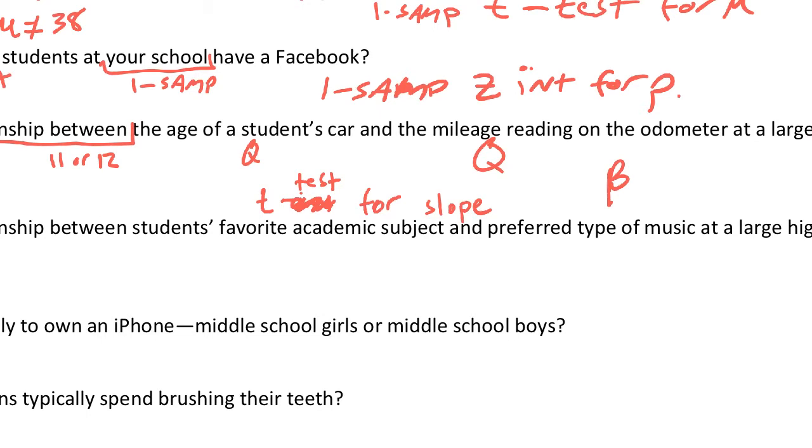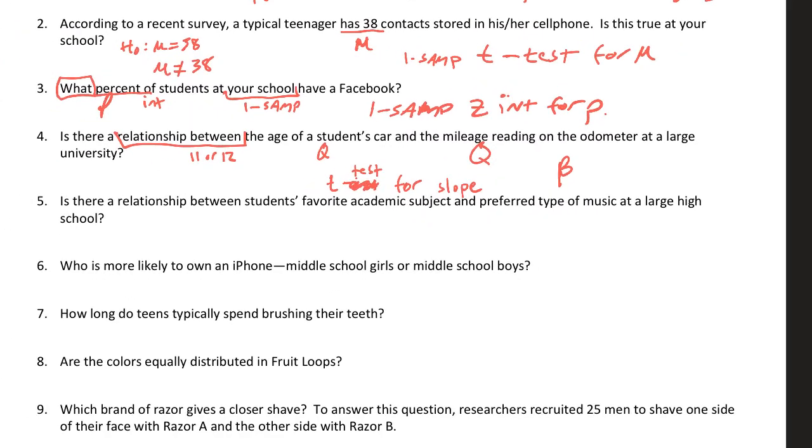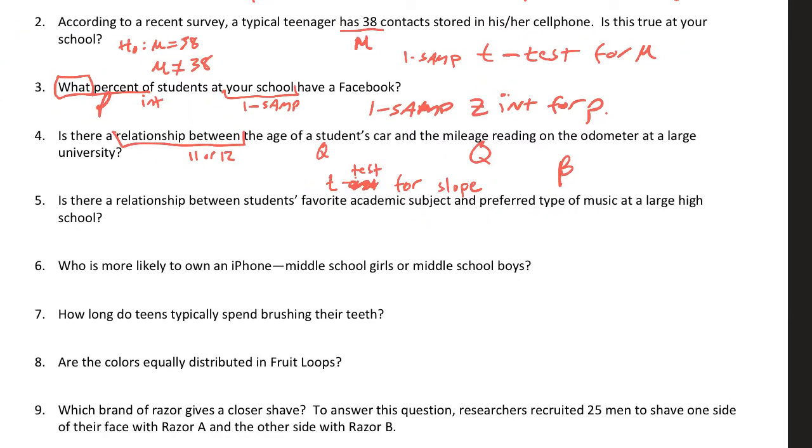So, t-test for slope between these two. Okay. Is the relationship between favorite subject and type of music at a large school? So category versus category at one big sample. So this is a chi-square. Chi-square doesn't have intervals, it's only tests.